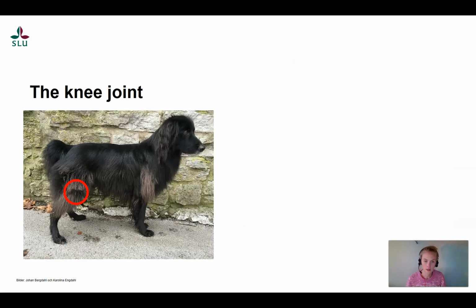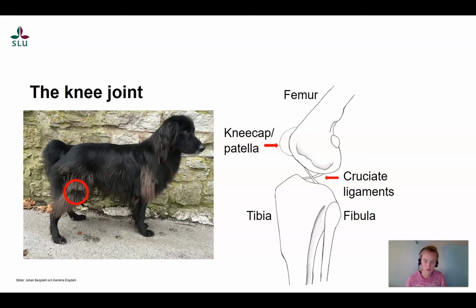So, the knee joint will be our focus in this presentation. You can see it here on the picture in the red circle. And this joint involves many different anatomical structures. Here you see the bones of the joints from the side. You can see femur, tibia and fibula. And you can also see the kneecap, which is also called patella. In addition, you can see the cruciate ligaments. There are two, one cranial and one caudal, and they are located in the knee joint. And they are responsible for the stability of the joint.